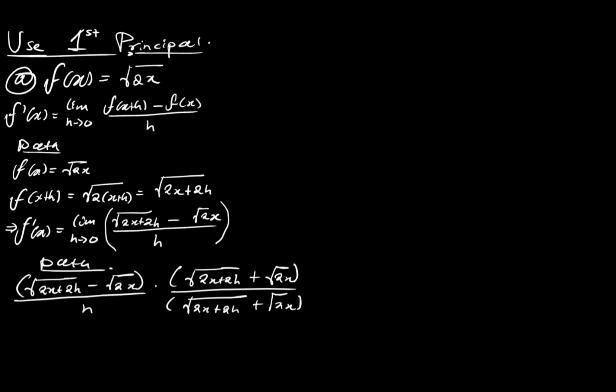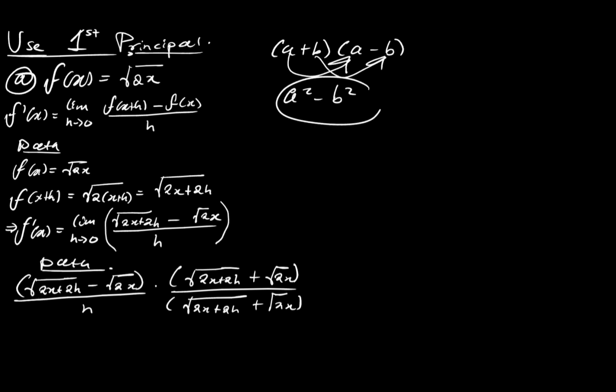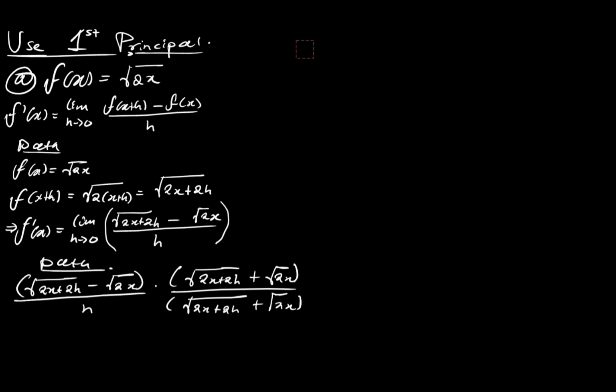Then I'll FOIL this with that. Remember, this is just something you need to know: a plus b times a minus b. We only multiply the first with the first and the last with the last. So that's going to be a squared minus b squared, always. With that in mind, we can apply the same knowledge.